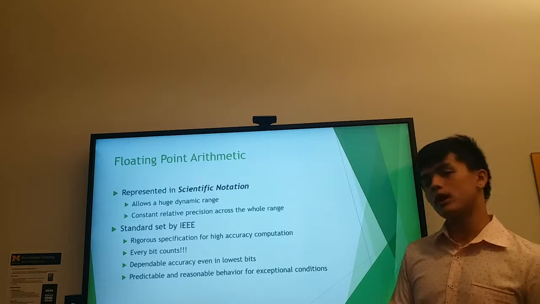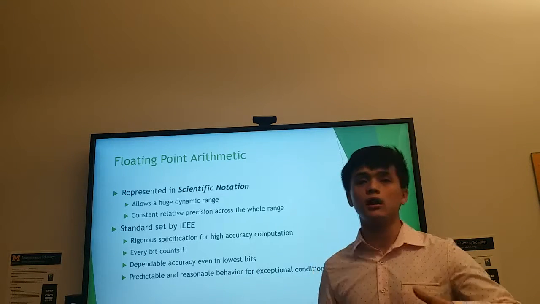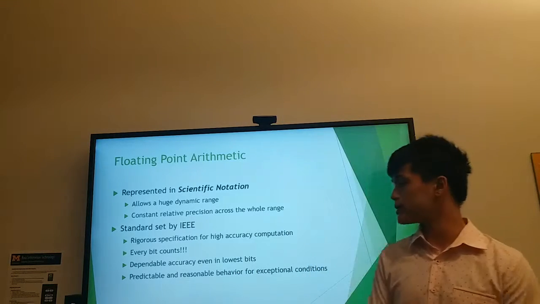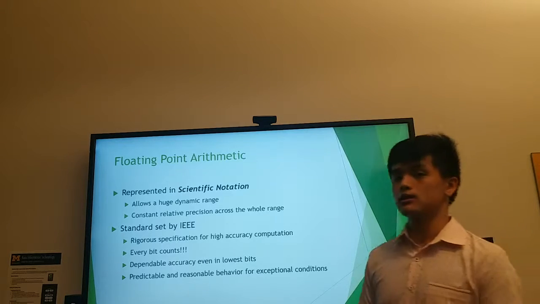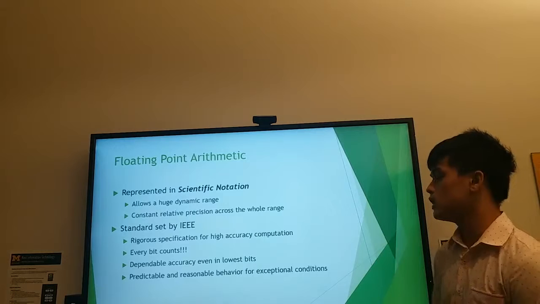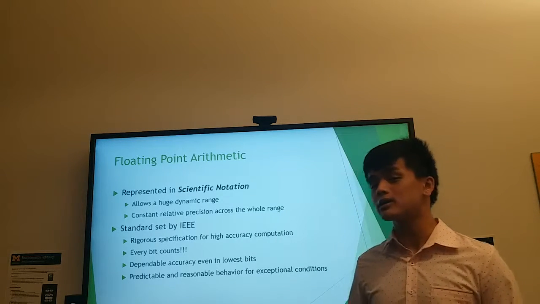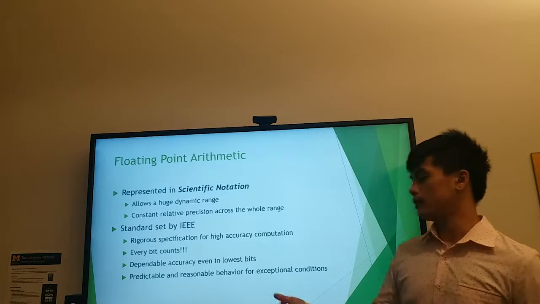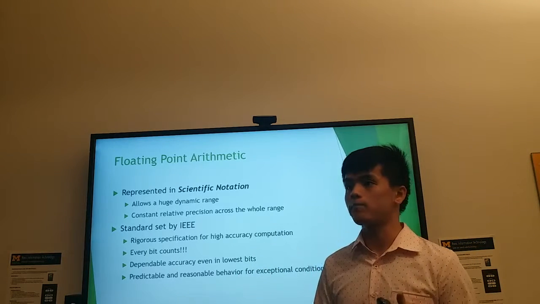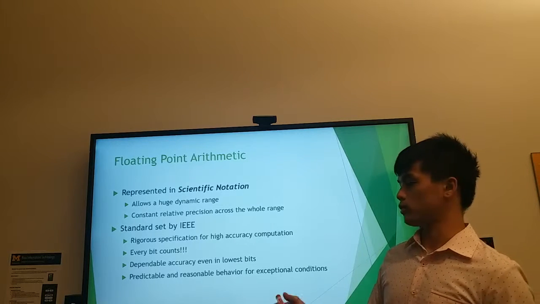One of the biggest challenges in floating point arithmetic is how we deal with precision and lower bit accuracy. IEEE formatting does allow us to maintain high accuracy even in lower bits. And also it's really stable: we always know what's going to happen next and how to do the calculations. We can handle exceptional errors, and it's predictable, with more reasonable behavior.